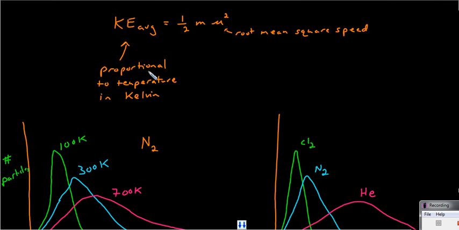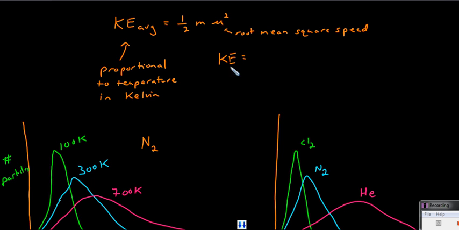All right, the central fact is that the average kinetic energy of all of the particles of a certain gas is equal to half times the mass of each of the particles of that gas times the root mean square speed of that gas. Now, this is quite a bit related to what you've seen in physics, which is the kinetic energy of an object is equal to half times mass times velocity squared. Whereas here, instead of using velocity, we're using the root mean square speed.